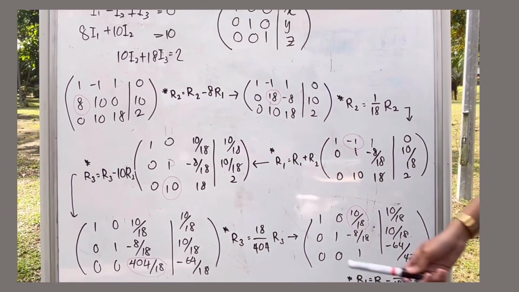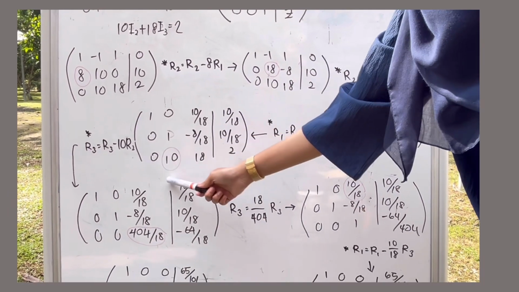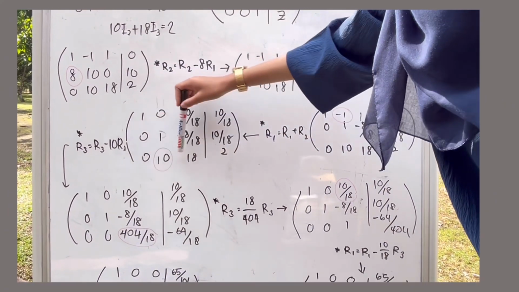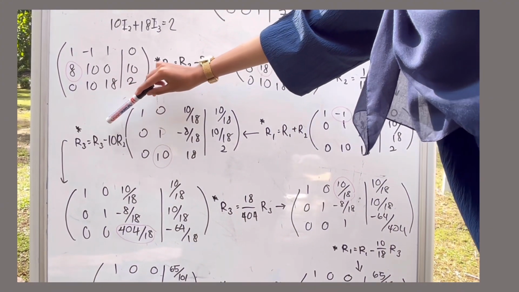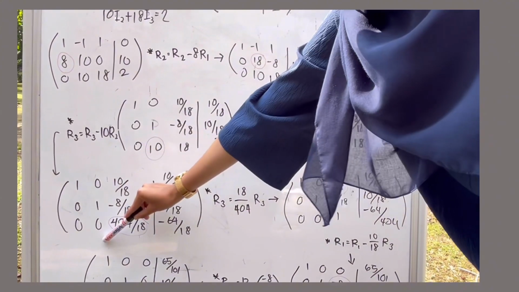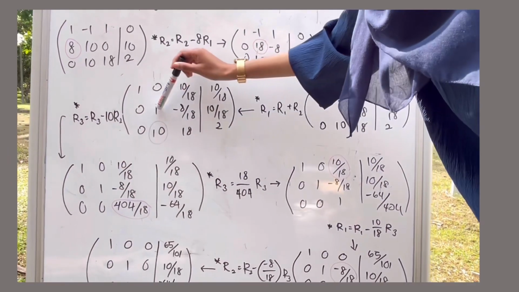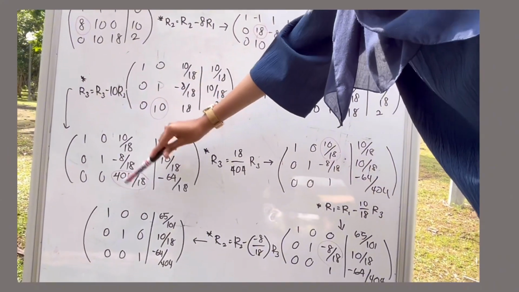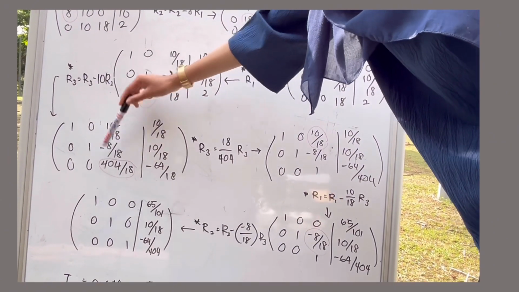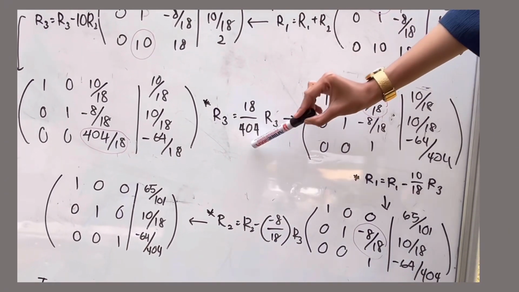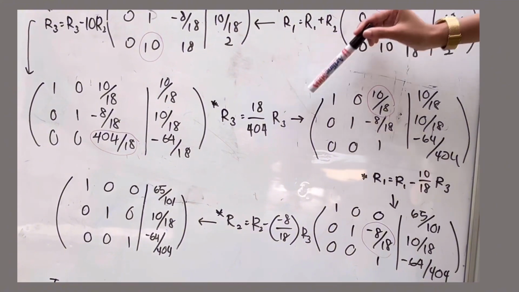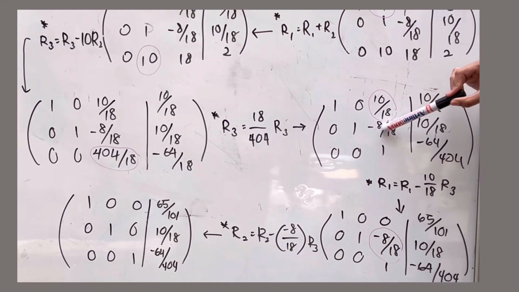And then for the next step, I eliminate this, the bottom one, to become 0. I use the formula R3 equals R3 minus 10 R2. Then I can get 0 value here. And for the next, I eliminate this one number, and then I got R3 equals 18 over 404. R3, I got one value here.